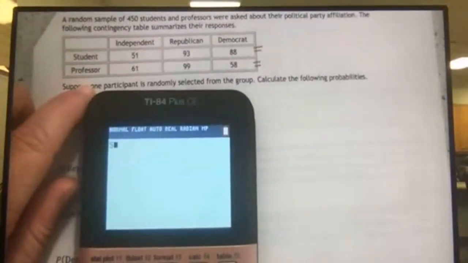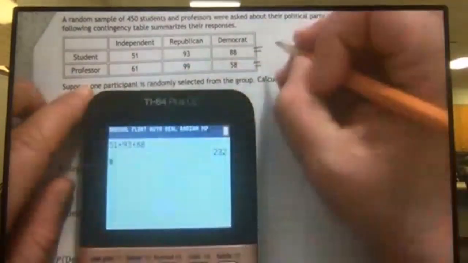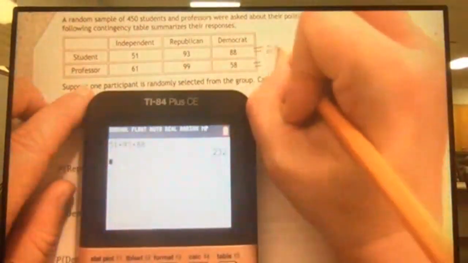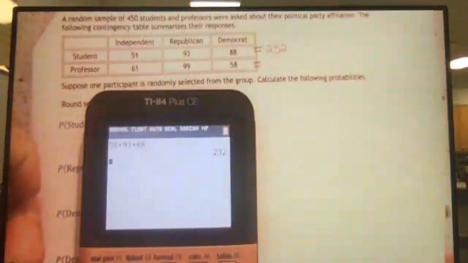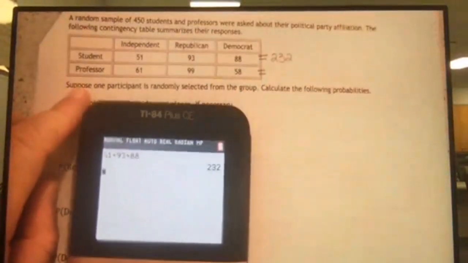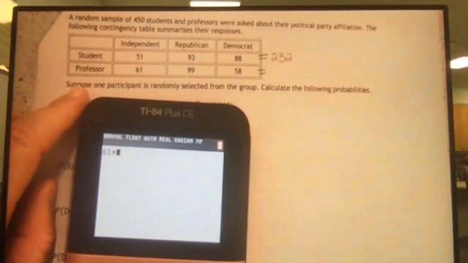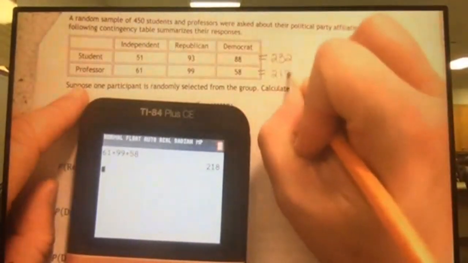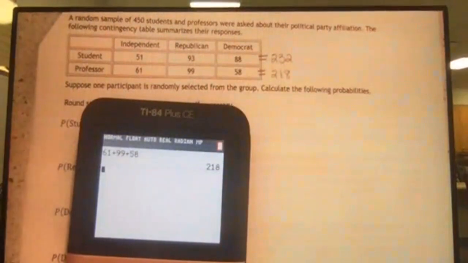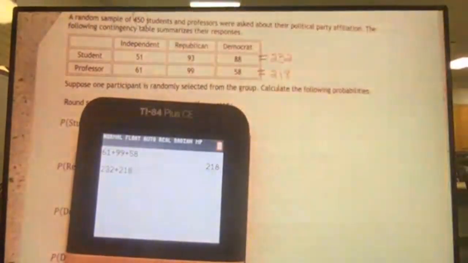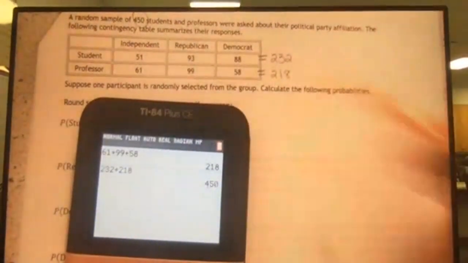Same concept. Let's find out how many total students. So 51 plus 93 plus 88 will tell us how many students total, which is 232. On the bottom, how many professors were asked total? So 61 plus 99 plus 58, and that would give us 218. Just to confirm that we hit everything, 232 plus 218 should give us that total 450, which it does. We know we did it right.